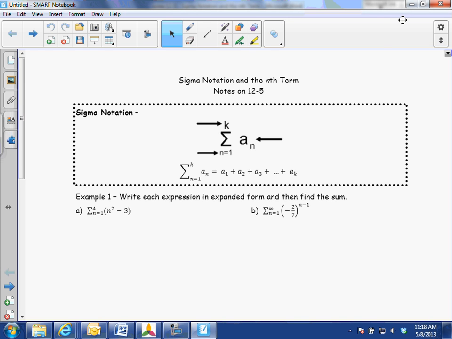So sigma is this Greek letter that looks kind of like a weird E thing. This is sigma. It is a capital sigma. So it's like an N on its side. Or an N on its side, sure.